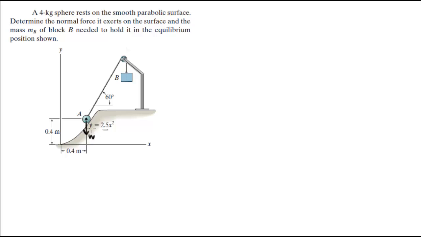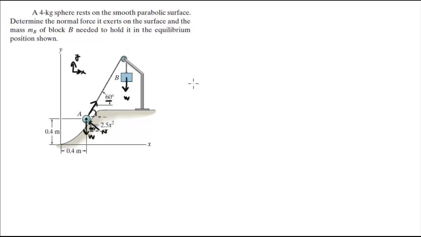You have its weight going down, you have a normal being applied this way, and you have the tension being applied at 60 degrees right here. You know that that tension is equal to the weight of the block B. So let me draw the orientation. Now the first thing that you want to find is the angle of this normal force. How would you find this angle?